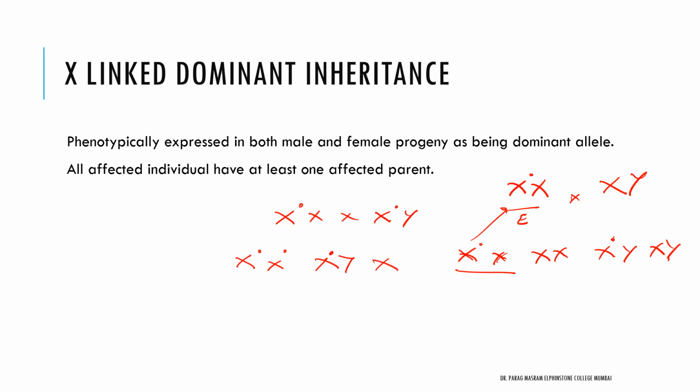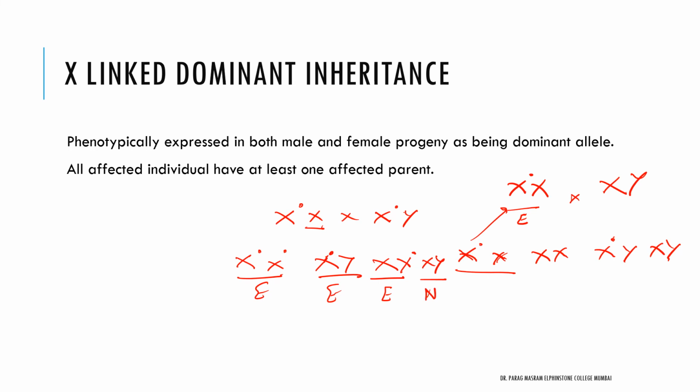All the daughters will be affected because this father is going to give only the X chromosome which is affected. So one of the daughters will be homozygous for the mutation, she will be affected. The other will be heterozygous for the mutation, but still she will be affected. One of the sons, because he carries one of the mutated genes given by the mother, will be affected. And the other son, who gets a normal X chromosome and a Y chromosome which has nothing to do with this character, will be normal.